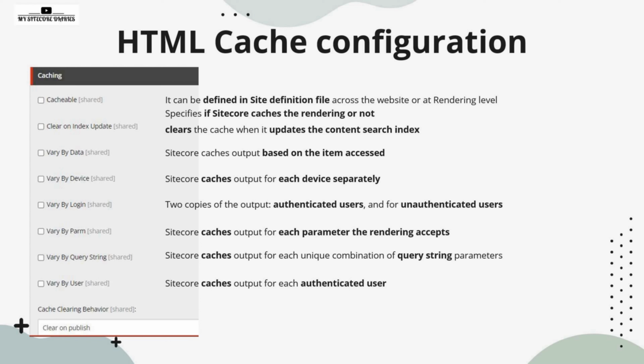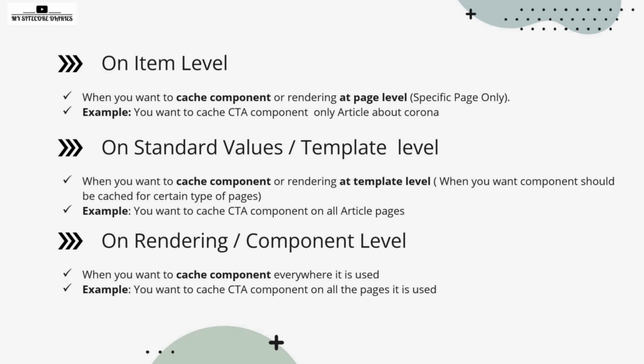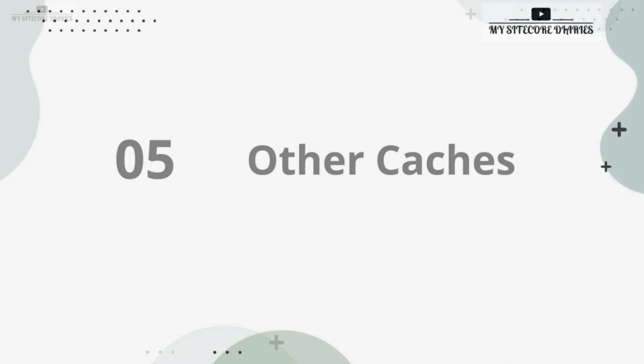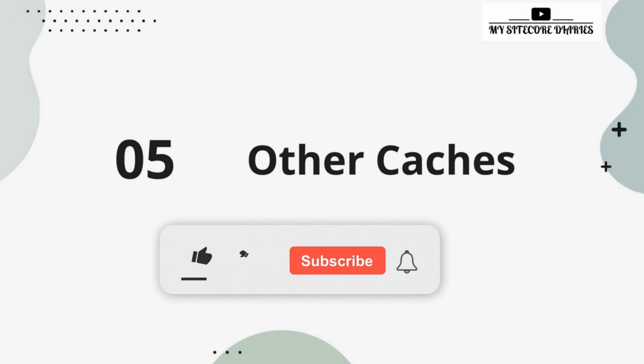Now, how to clear a cache? That behavior is defined by this drop down, which defines how the cache should be cleared. So this is how HTML cache should be configured at the rendering level. Now we will see what other caches are available in Sitecore.